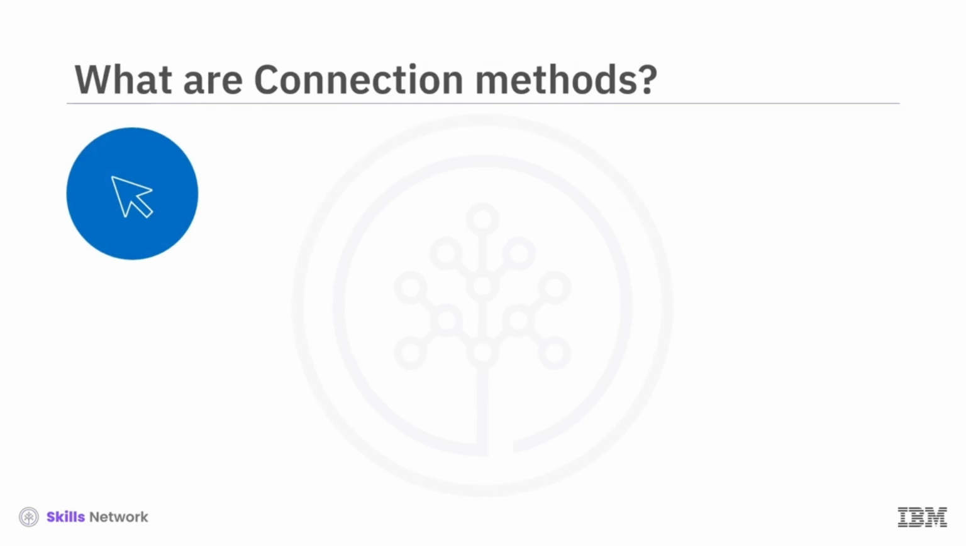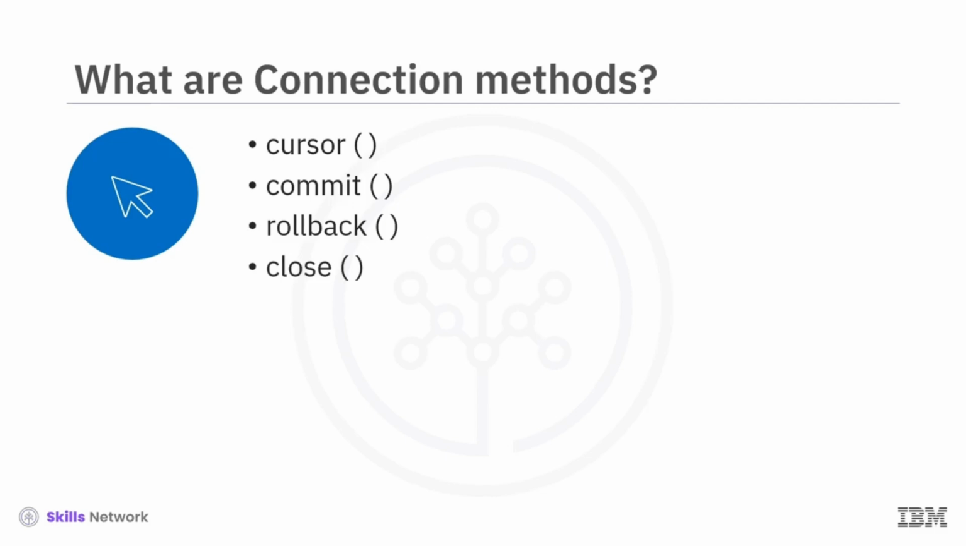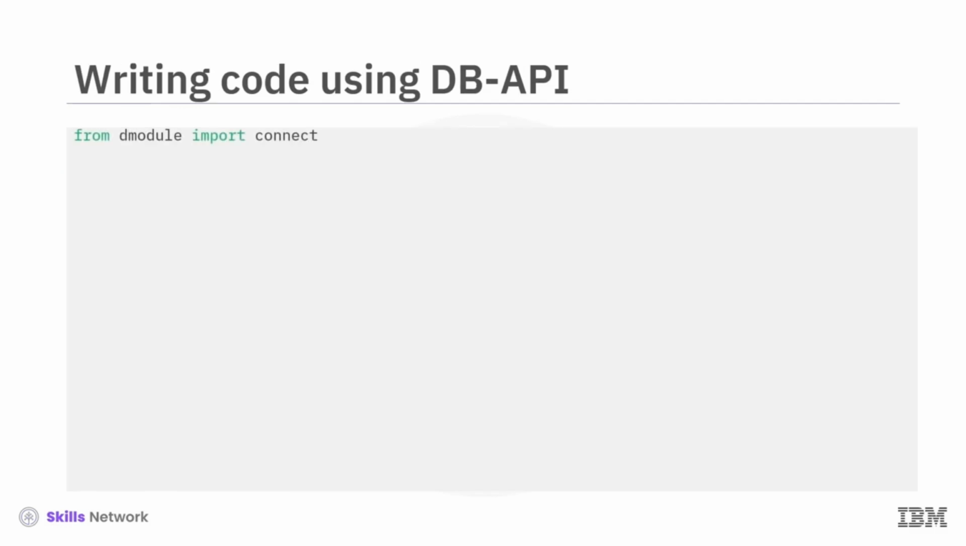Here are the methods used with connection objects. The cursor method returns a new cursor object using the connection. The commit method is used to commit any pending transaction to the database. The rollback method causes the database to roll back to the start of any pending transaction. The close method is used to close a database connection. Let's walk through a Python application that uses the DB API to query a database.